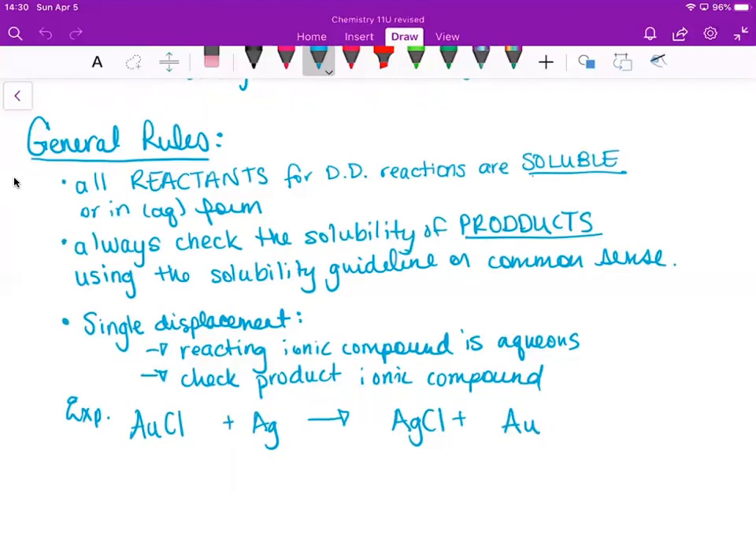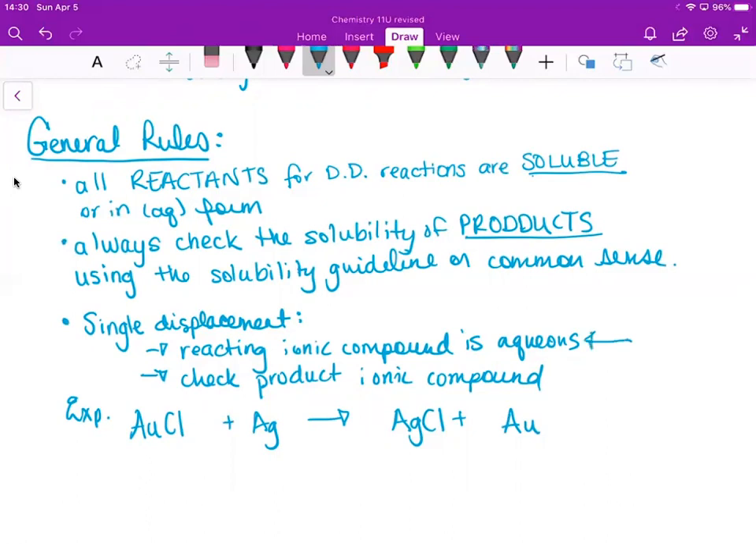CO2, if you get a product from the decomposition of carbonic acid, CO2, it's going to be gas. That's the whole point of further decomposing those products. For single displacement, the reacting ionic compound is always going to be aqueous, okay?